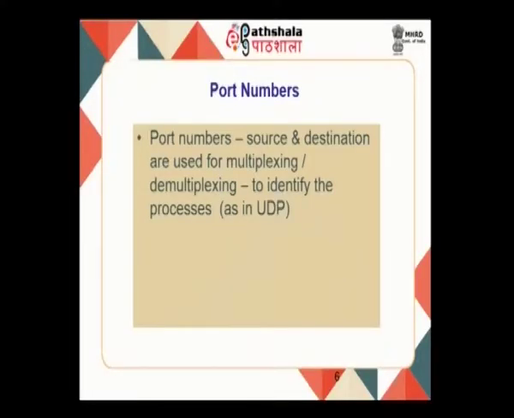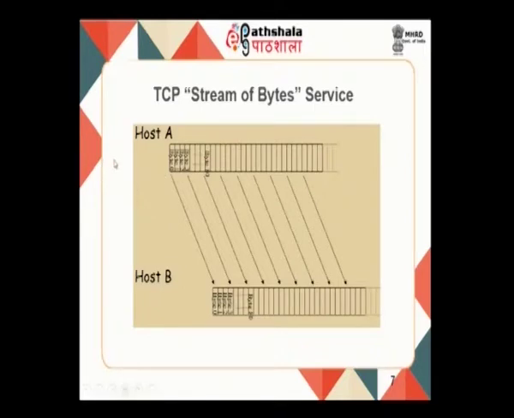So, port numbers, as we said, we know for sure what these are used for. They are used for the basic multiplexing and demultiplexing operation, just as in the case of the UDP protocol. Next, remember when we talked about UDP versus TCP earlier, we had said that UDP is a message oriented or datagram oriented service, whereas TCP is a byte stream service, that is, it treats the data that is being sent as a stream of bytes.